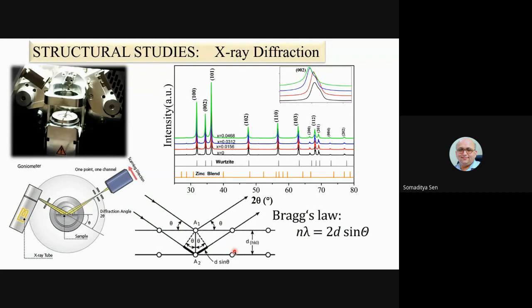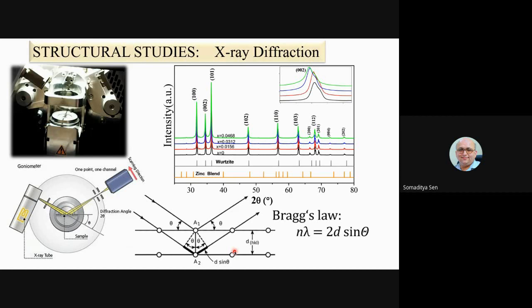The first thing that we do is the structural analysis. Why do we need to do that? Because the structure will tell us whether it is behaving similarly to the parent structure. If the structure has changed, maybe we are looking at some different type of behavior, but it will definitely not be the effect of doping.